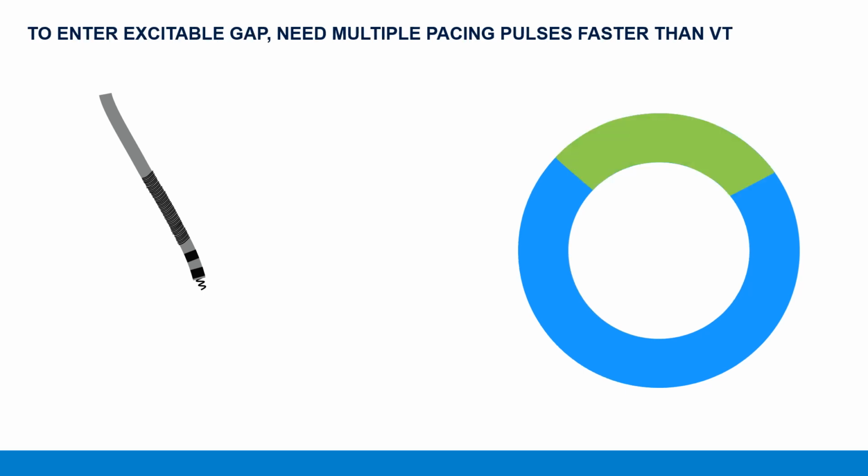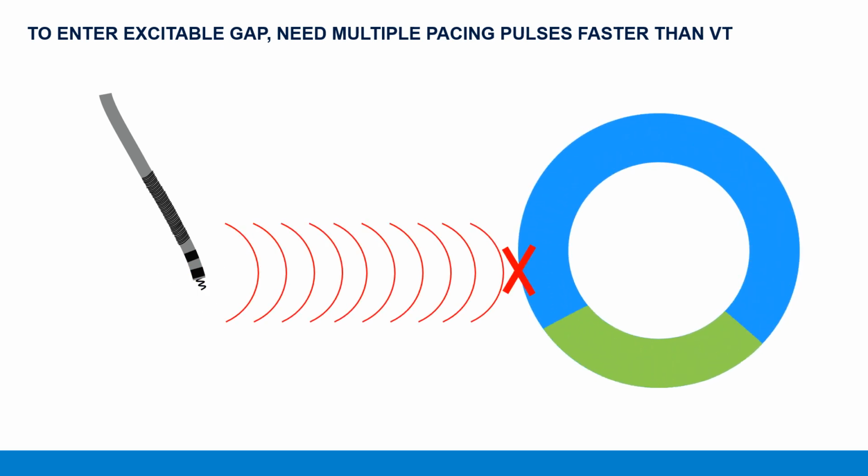Now, the chance that a single pacing pulse is able to get into that excitable gap at exactly the right place and time to extinguish VT is very small. It's far more likely that a single pacing pulse is going to hit refractory tissue, as shown here. So if we have any chance for ATP to work to terminate VT, we're going to have to give multiple pacing pulses and hope that one of them hits the excitable gap at the right place and time to extinguish the VT, as I showed before.